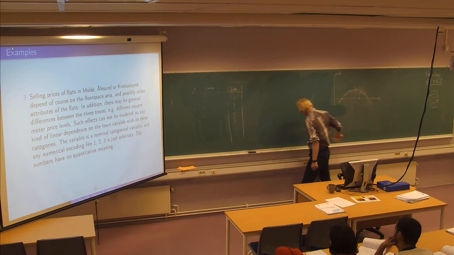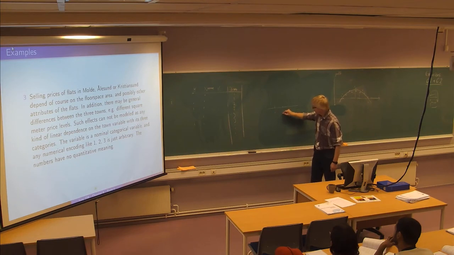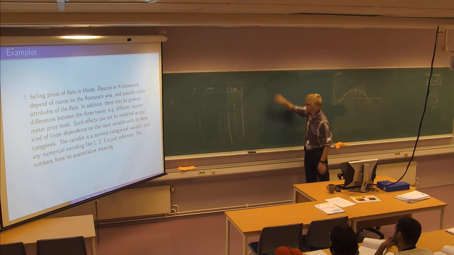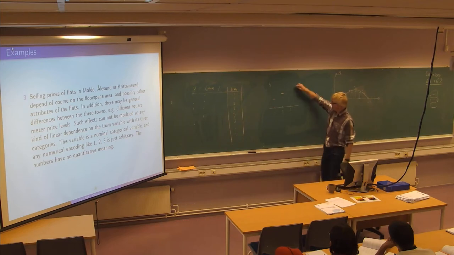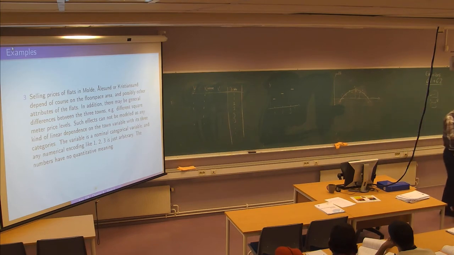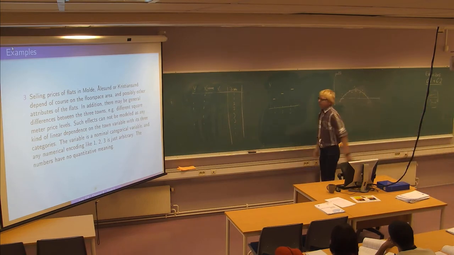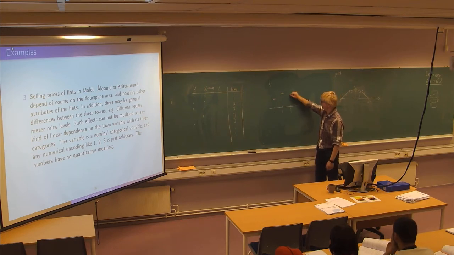So if you just put 1 here and you put 2 here and you put 3 here, and you put the prices here, you look at just the average prices, you might have some level here, and you might have another level here. But if you say that this is linear, then it should be the same difference up here. And of course, since 1, 2, and 3 has no numerical meaning here, it's just a code. There's absolutely no reason why it should look like this. So you can expect a difference, perhaps between Molde and Kristiansund, and then to Ålesund, there should be no relationship really between these. So it could be anywhere here.